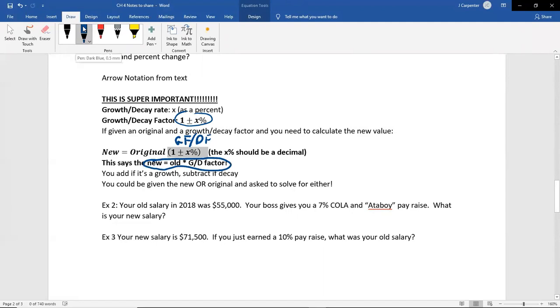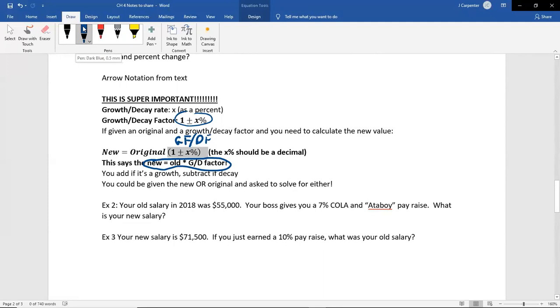This is not going to go away. This is going to be seen for the rest of the semester. This is going to be a common theme. We're going to create an entirely new equation out of this in chapter 6, known as the exponential equation. And yeah, this is not going away.